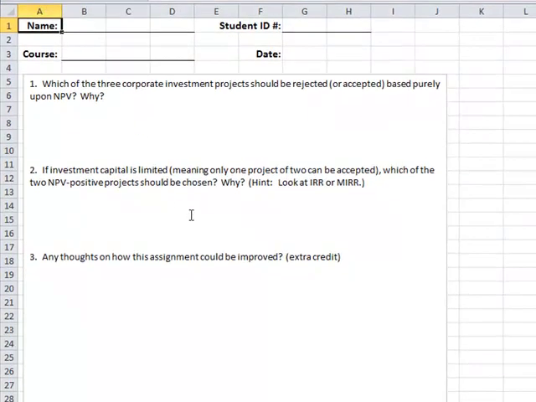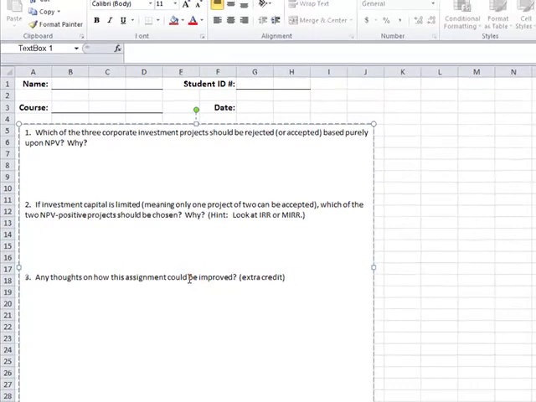Number 2, if for example there are 2 NPV positive projects, find the one with the higher rate of return, the IRR, and tell me which one it is. Okay. If there's anything that you can think of about improving the assignment or making it more fun, please tell me about it here, and you may get an extra credit point.